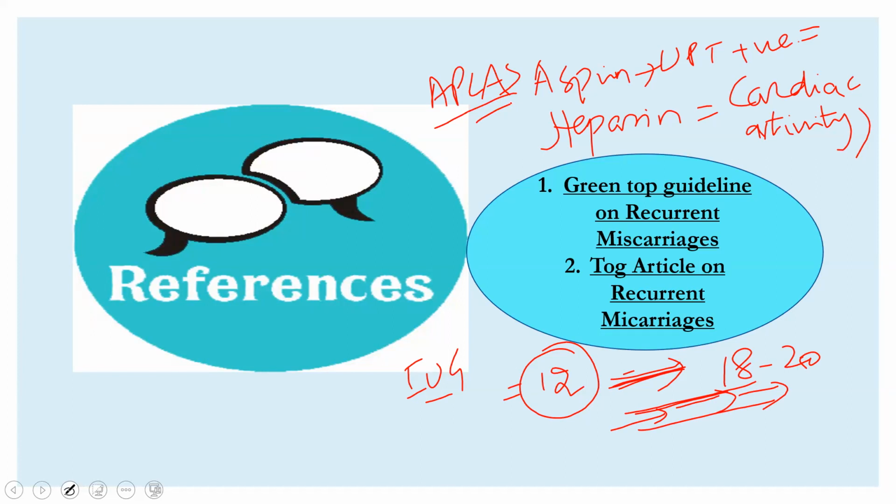The sources I have taken for this presentation are the Green Top Guideline on recurrent miscarriage, and there is also an article on recurrent miscarriage. If anybody is interested in learning yourself, I can send it on your WhatsApp group as well. Clear, everyone? Any question?